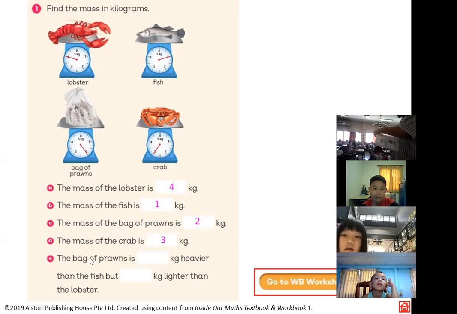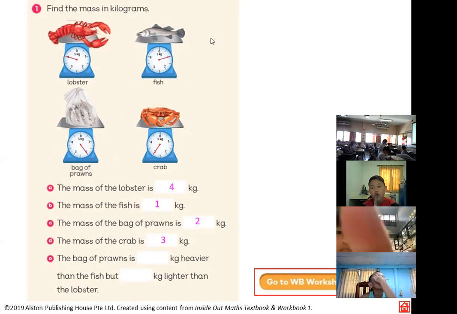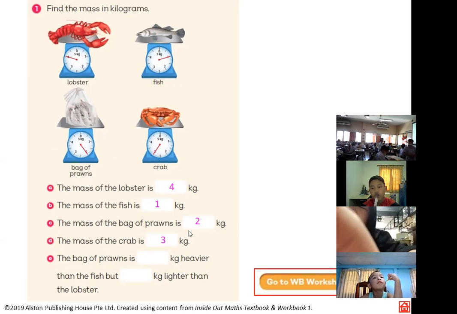Okay, last one. Eve, the bag of prawns. How much does the bag of prawns weigh? 3, okay. So it says the bag of prawns is 2 kgs heavier than the fish. How many kgs heavier than the fish? So fish is 1, prawns is 1.